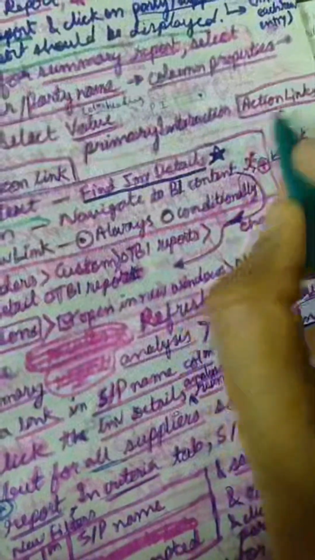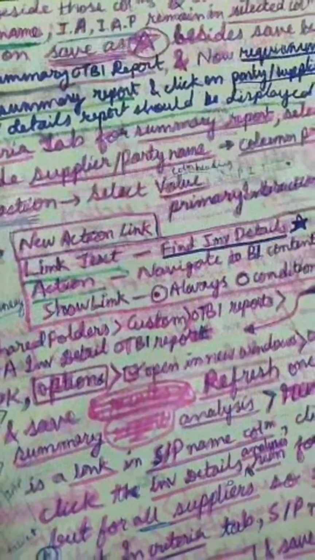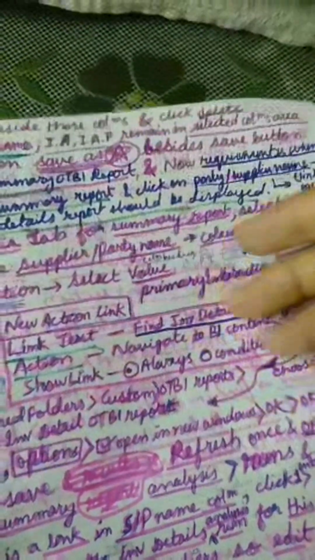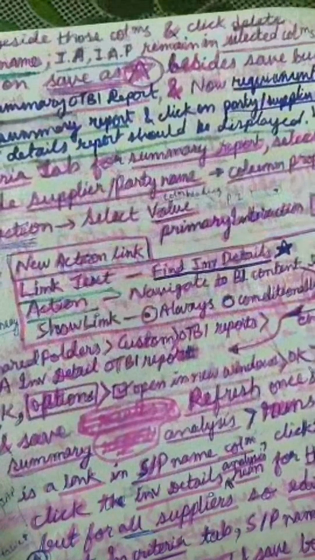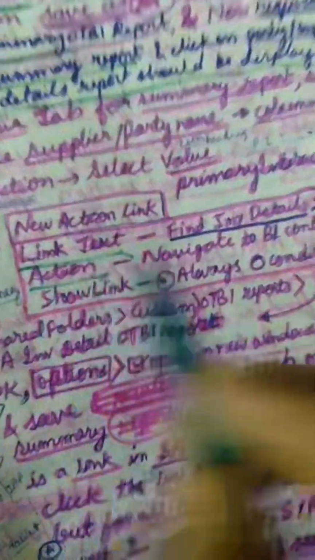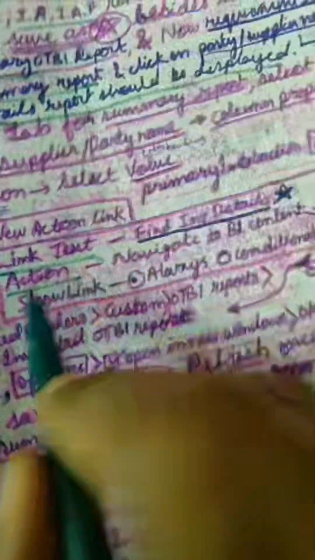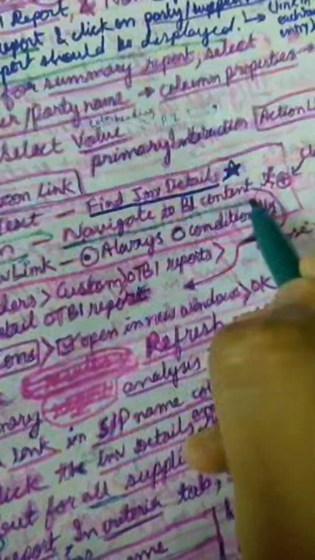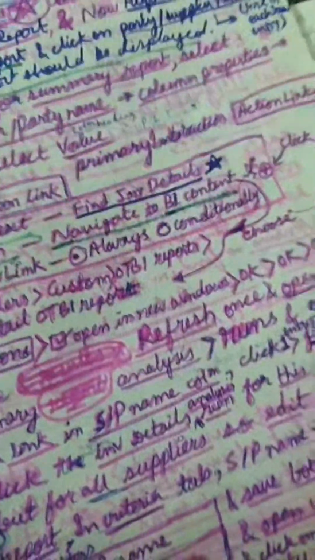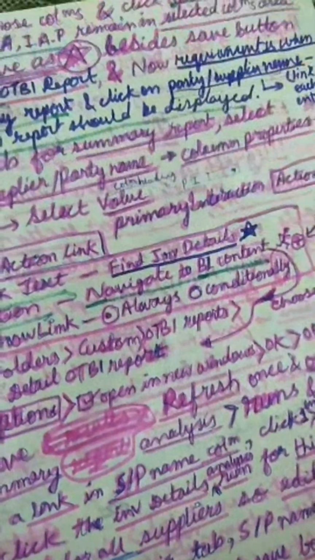The second one is action, which is what action you want to take. Previously, whenever we did a drill through report, or went from an Oracle BI analysis to an Oracle application web page, we selected the action as navigate to a web page. Here I am selecting navigate to BI content, because what I want to do is navigate to a BI analysis report or OTBI report.